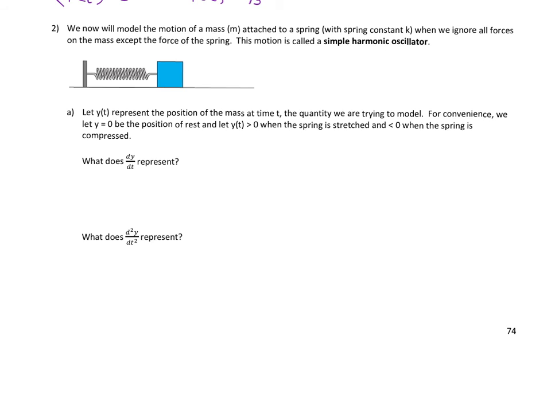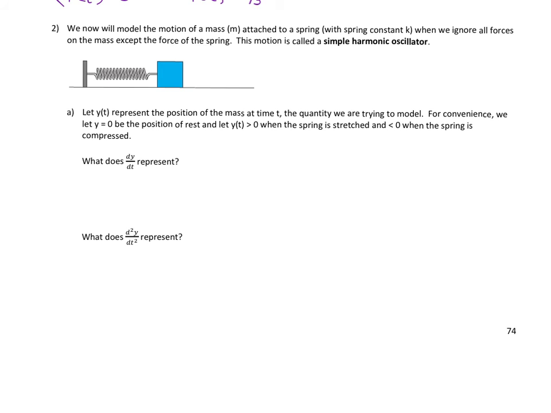Okay, now we switch gears a little bit. We're going to model the motion of a mass attached to a spring when we ignore all forces on the mass except for the force of the spring. This is called a simple harmonic oscillator. Y of t is going to represent the position of the mass at time t, which is the quantity we're trying to model. For convenience, we're going to let y equals 0 be the position of rest. Y positive will be when the spring is stretched, and Y negative will be when the spring is compressed.